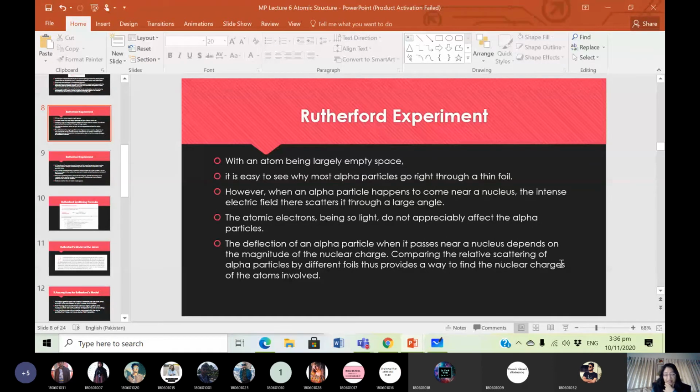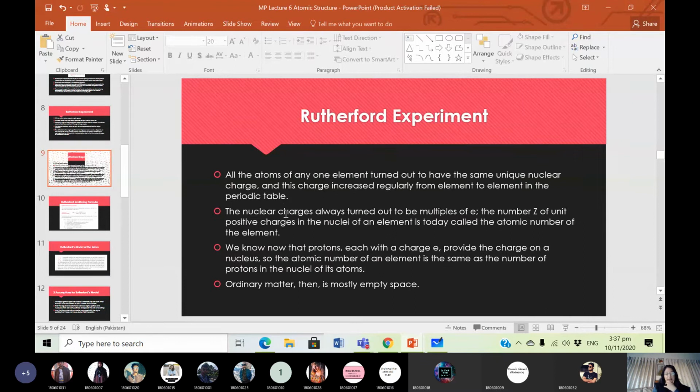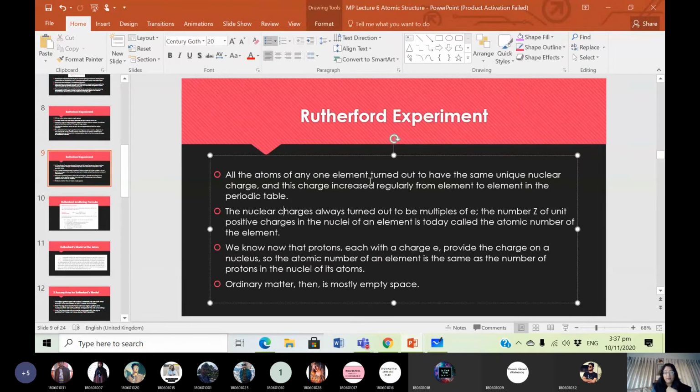So comparing the relative scattering of alpha particles by different foils thus provides a way to find the nuclear charges of the atoms involved. So if you have different foils, like gold foil or silver foil or whatever, different elements, different materials, then you can compare the relative scattering of alpha particles with those different foils, and thus you can find out how much nuclear charge is involved in the different foils that we are considering.